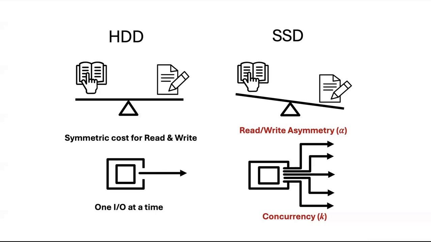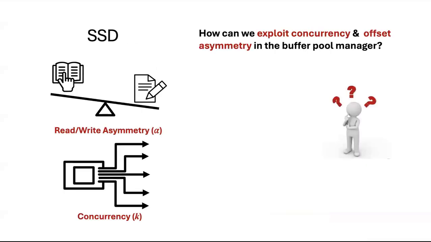Also, page replacement policies generally do not consider device asymmetry. Instead, they treat read and write requests equally. So, how can we exploit concurrency and offset asymmetry in the Bufferpool manager?